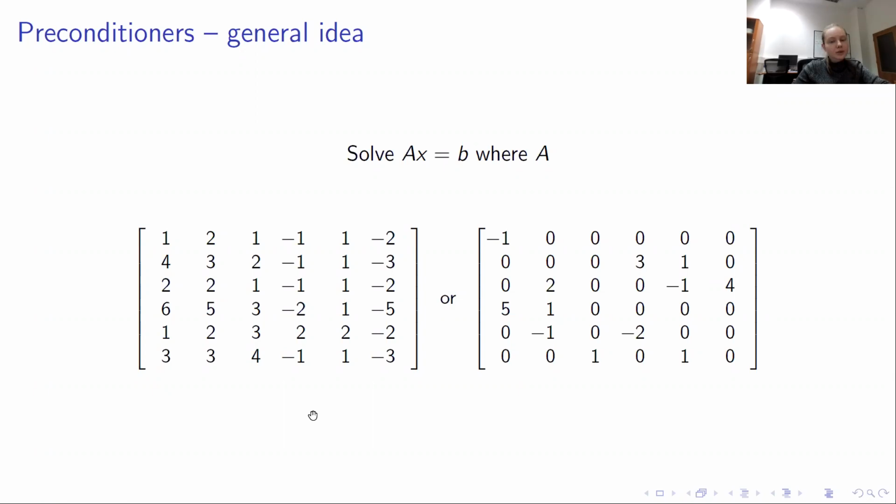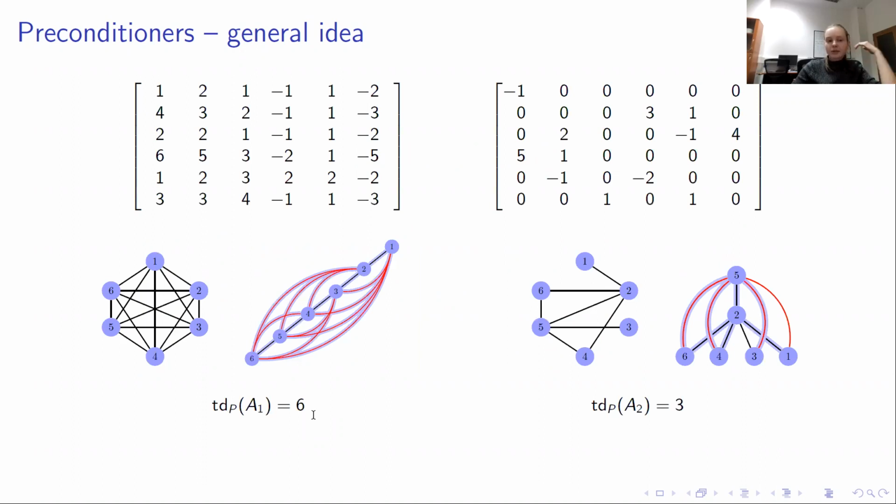A similar thing goes for integer programming and integer programming solvers. So let's look at the corresponding primal graphs and tree depth of these two matrices. For the dense matrix on the left, the primal graph would be the complete graph on 6 vertices. In this case, I cannot do anything else for the decomposition than take a path on 6 vertices and take its closure. So the tree depth would be 6. On the other hand, for the matrix on the right, the primal graph is much sparser, and the tree depth would be 3.